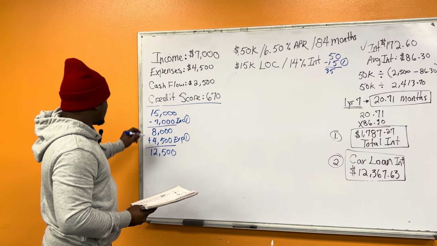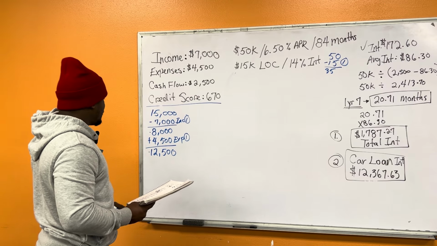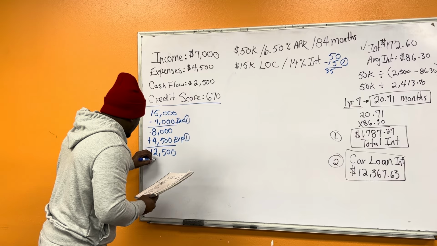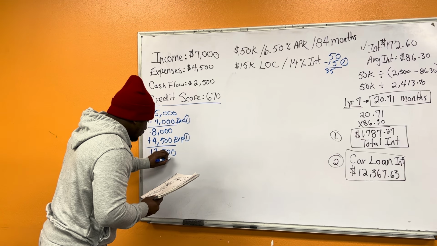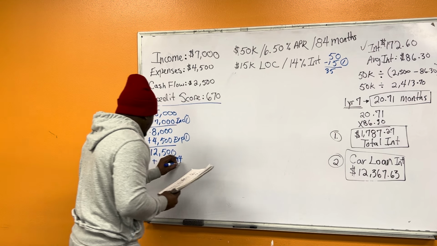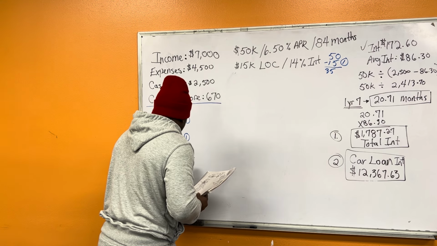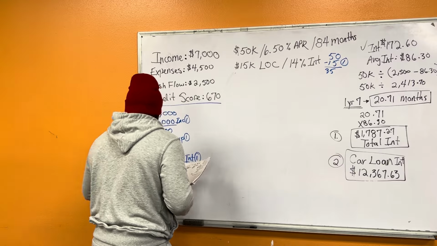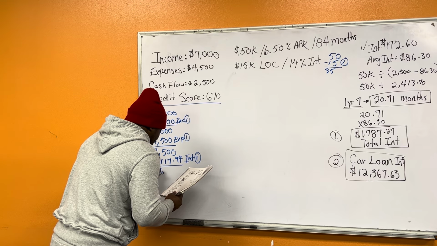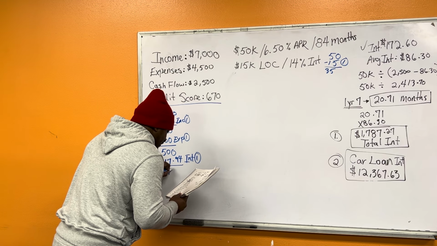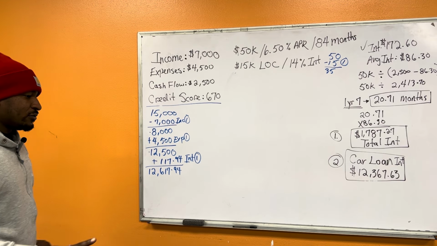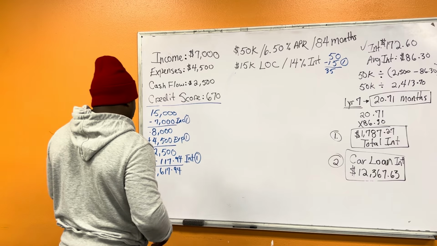So with that being said, I take this number, I take this number, and I find my average daily balance. And the average daily balance of those numbers is $117.94. So that is the interest for the first month. Now that puts us at $12,617.94. Now I'm going slow because I want you to stay with me. I want you to stay with me right now.